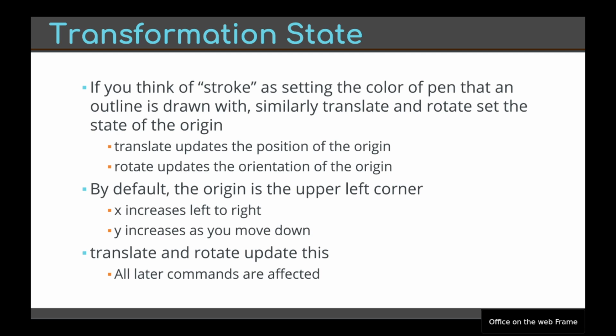But this actually gives us a lot of power. Keeping this context around is very handy for us. And you can pair a bunch of translates and rotations together. If you translate 10, 10, and then you do another 5, 5, it is now 15, 15 from that original origin. So they can compound.